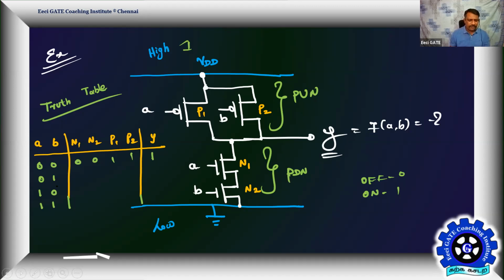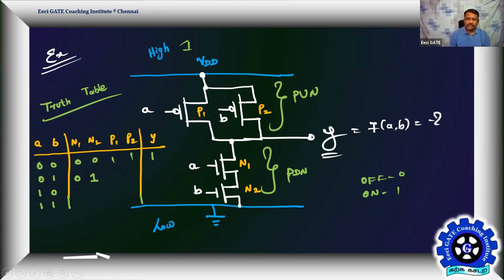Okay, then 0, 1, what happens? N1 is off, N2 is on, correct? N2 is on, but of no use. If only one of N1, N2 is on, Y cannot be connected to logic 0. Only when both N1 and N2 are in on condition, Y can be connected to logic 0. All of you getting this point? Yes, sir.